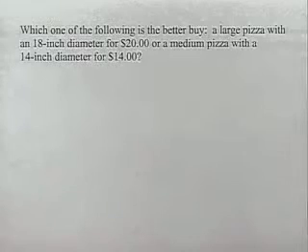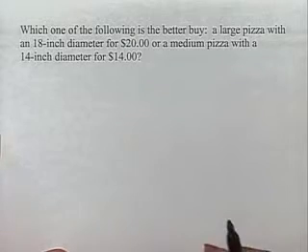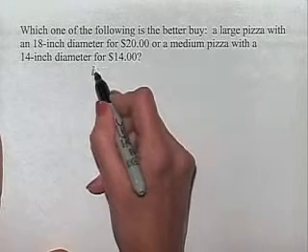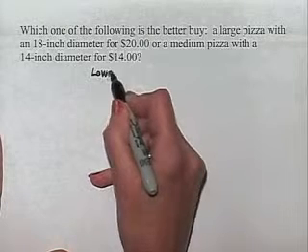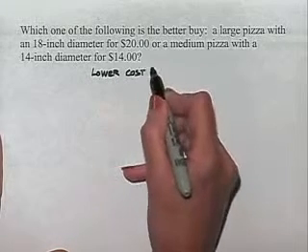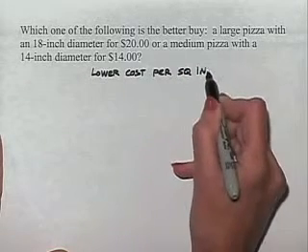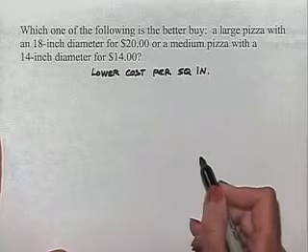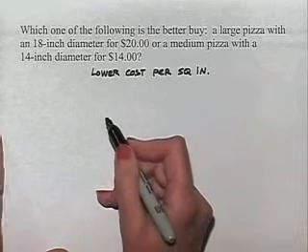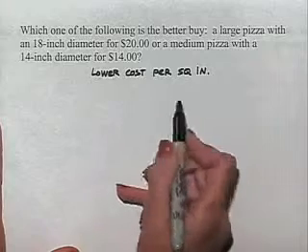Now let's look at a common problem. That is, finding the better buy for a pizza. Which one of the following is the better buy? A large pizza with an 18-inch diameter for $20, or a medium pizza with a 14-inch diameter for $14. The better buy is going to be the one that gives us a lower cost per square inch. So that's what we're going to be determining, which means we need to begin by figuring out the area of each pizza, and then we'll figure out the cost per square inch.